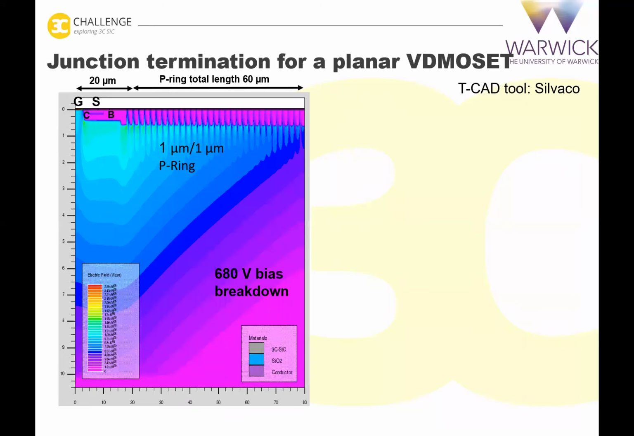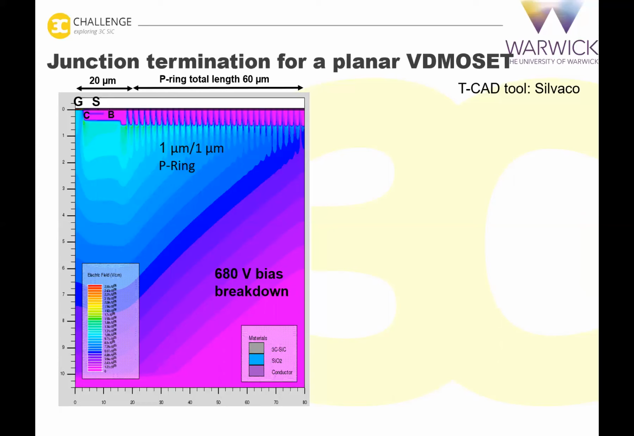And to prevent this crowding at the corner, we looked into various terminations, and among them, the P-ring turns out to give the best performance. The P-ring is essentially a series of P-type doped deep junctions around the edge of the device active area. So if you have a circular device, from the top view, the P-ring will be a bunch of concentric circles. And in this example, the P-ring widths are 1 micron, as well as the gap between all these rings. And this will add up to a total length of 60 microns.